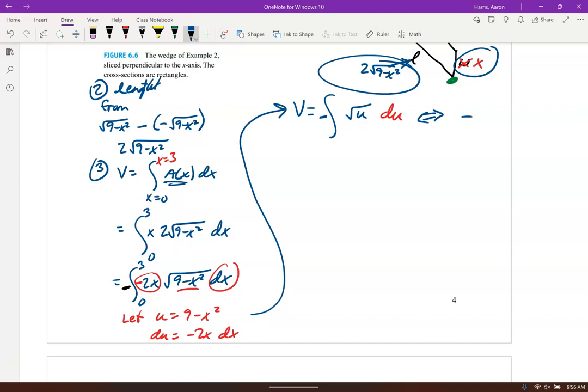Let's go ahead and run it. So we got u to the 1/2. So u to the 3/2 all over 3/2. So 2/3. So we got negative 2/3 u, which was 9 minus x squared, from 0 to 3.